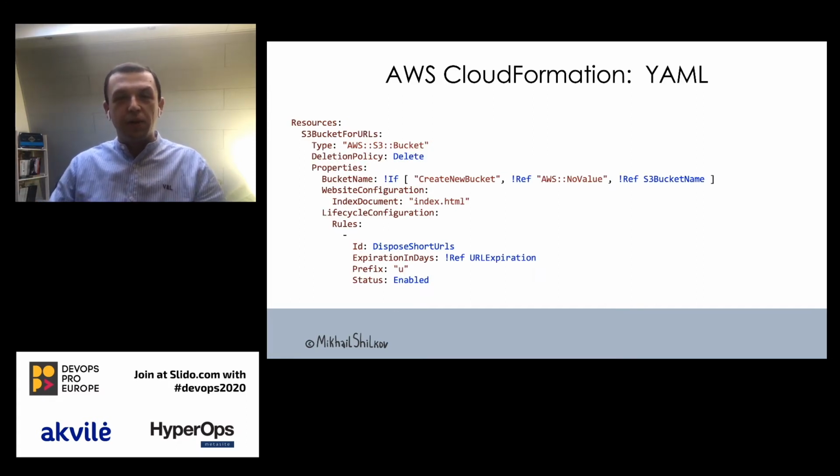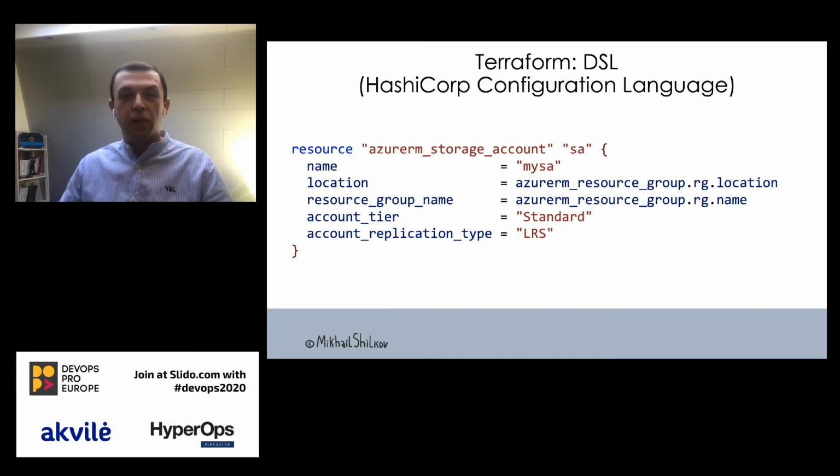This is an example of AWS CloudFormation. They started with JSON. These days they support YAML mostly, or at least most people use YAML, but it's still markup, still a text file where you define your infrastructure. And you can already see that it gets a little bit more complicated. There are references here, if statements there, so it becomes a language inside the markup.